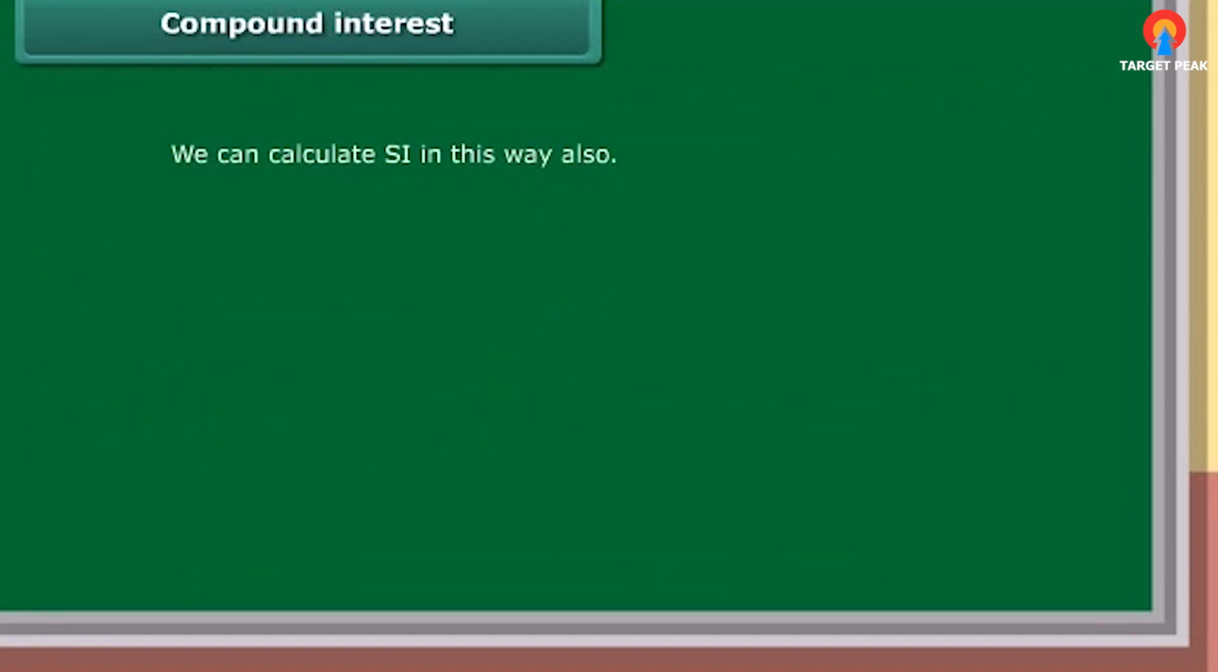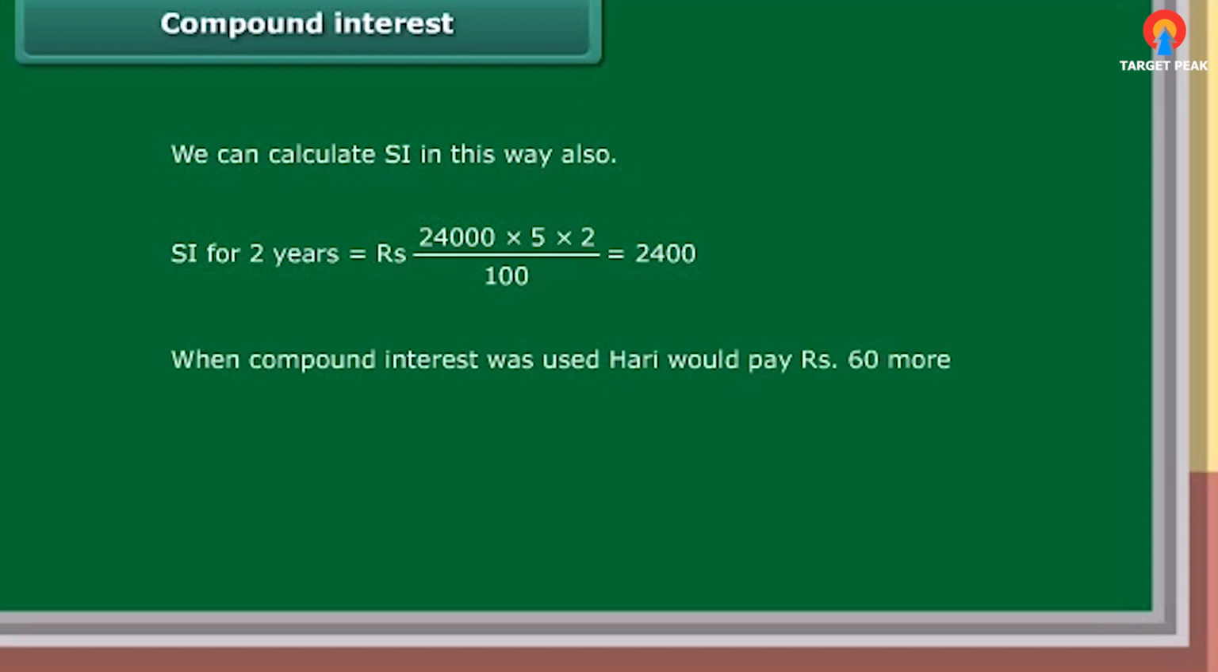We can calculate SI in this way also. SI for 2 years = rupees 24,000 × 5 × 2/100 = rupees 2,400. When compound interest was used, Hari would have to pay rupees 60 more.